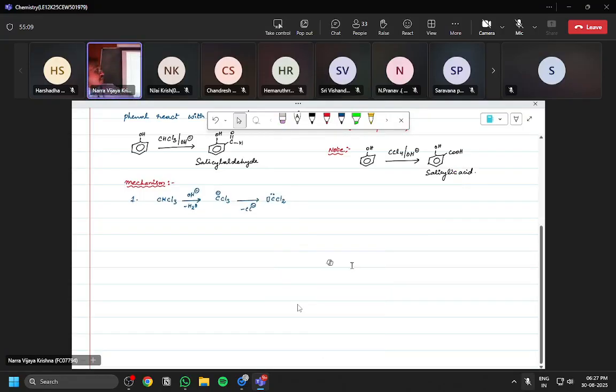Right? Now the second step. This carbon should go and attack the benzene. We already discussed that this carbon can act as an electrophile because it is electron deficient, with an empty orbital. Now the second step: phenol reacts with base to form the phenoxide ion.